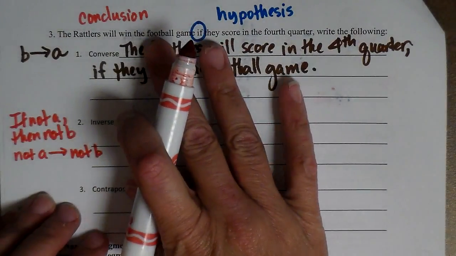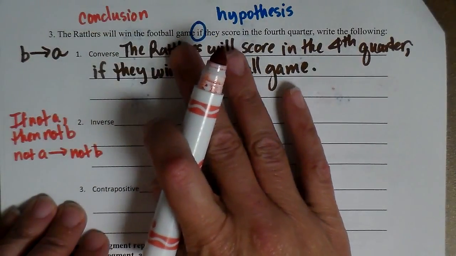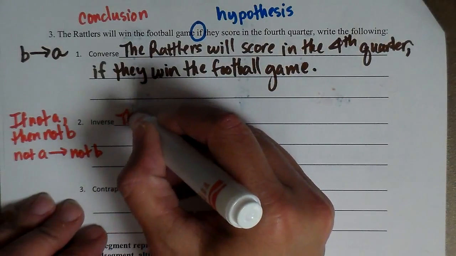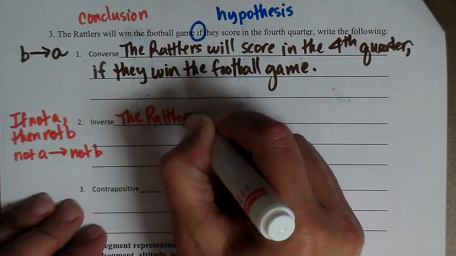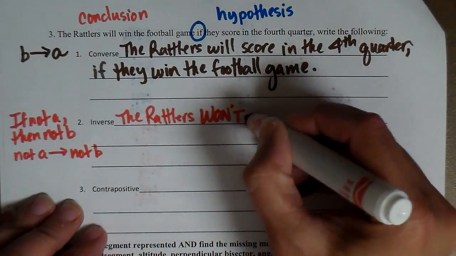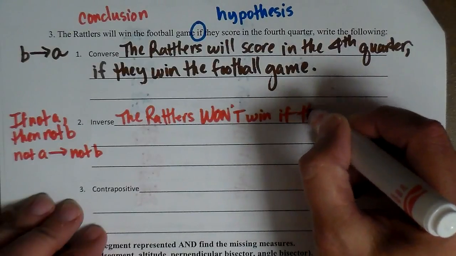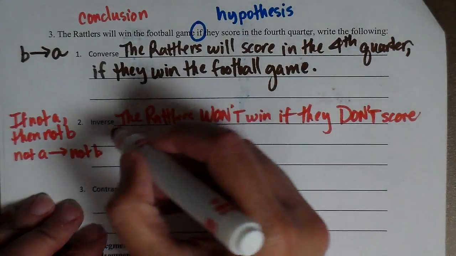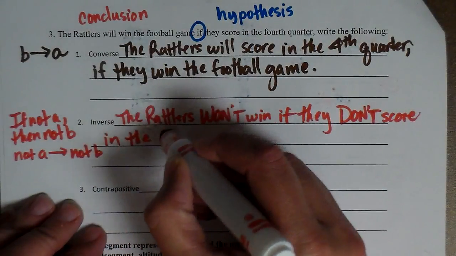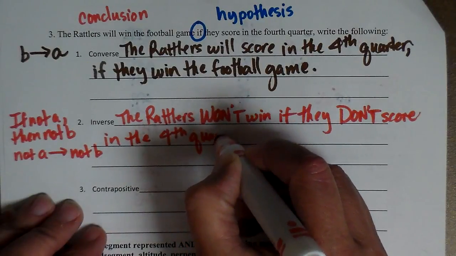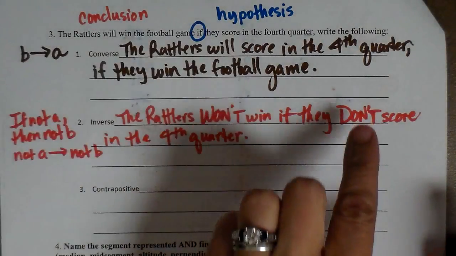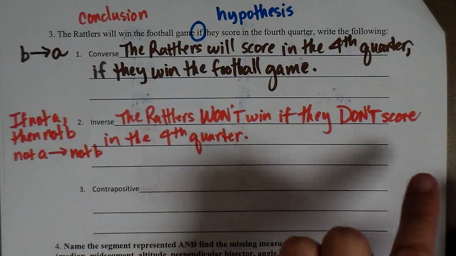So I'm going to take the original statement. Instead of saying the Rattlers will win if they score in the fourth quarter, I'm going to say the Rattlers won't win if they don't score in the fourth quarter. What I'm doing here is I'm taking the original statement and making it negative. That's what the inverse is. Instead of saying they will win if they do score, I'm saying they won't win if they don't score.